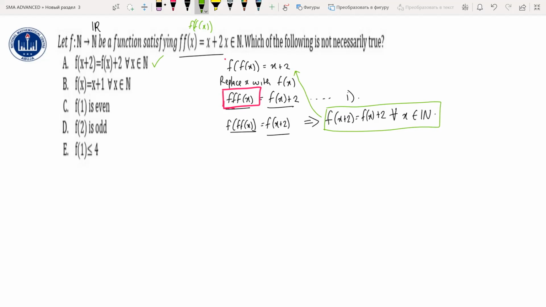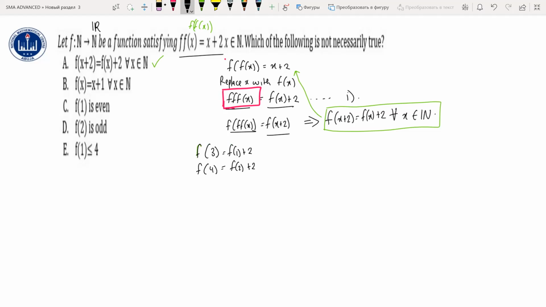So then from here now, okay. Let's try and put x equals 1 now. So when x equals 1, what do we get? We get f of 3 equals f of 1 plus 2. So let's put x equals 2. f of 4 equals f of 2 plus 2.